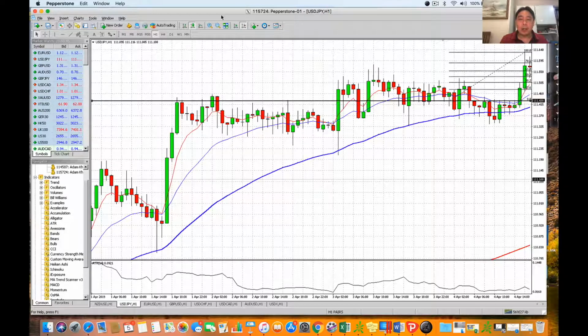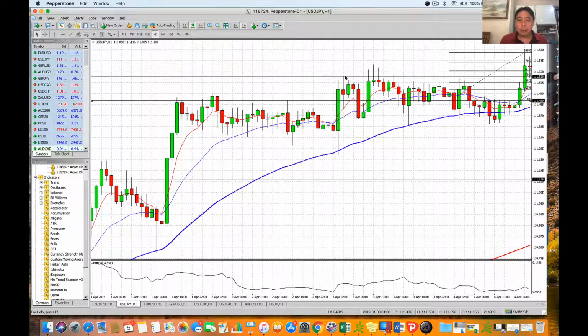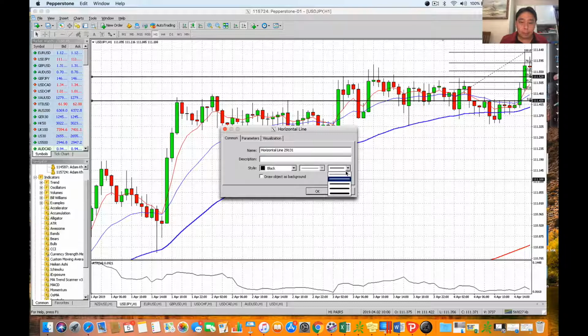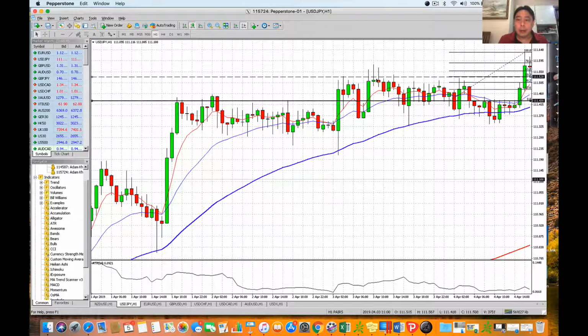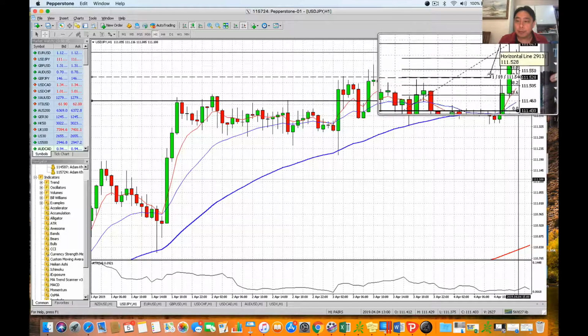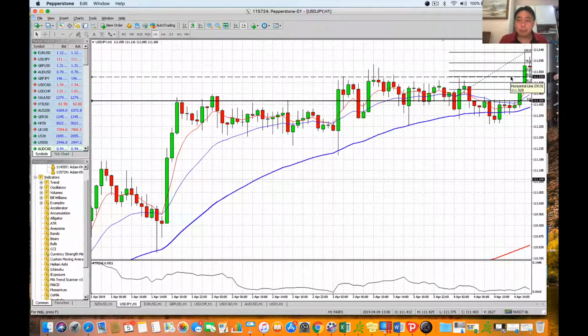Now, do we have a support level? Yes, we do. Let me draw. This line that I drew, let me make it a dotted line. So that's the dotted line. This is where I intend to put my buy order, at the dotted line. Let's measure from the top to the 50%. How many pips is that? It's about 10 pips.